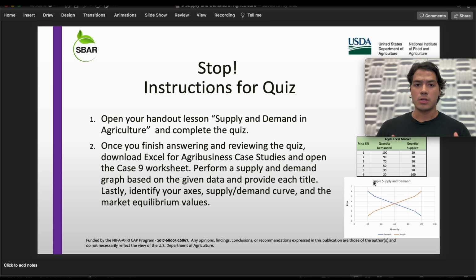Now let's stop. These are going to be the instructions for the quiz. First, open your handout lesson titled Supply and Demand in Agriculture, and then complete the quiz. Next, once you're finished answering and reviewing the quiz, please download the Excel for Agribusiness case studies and open the case 9 worksheet. Please create a supply and demand graph based on the given data and also provide each title. Lastly, identify your axes, supply and demand curves, and the market equilibrium values.